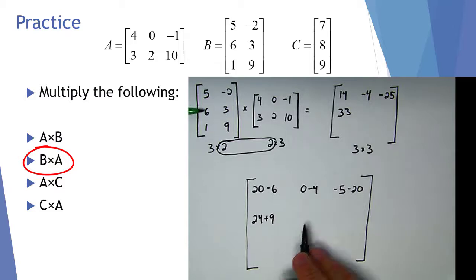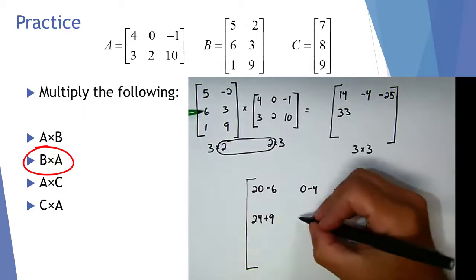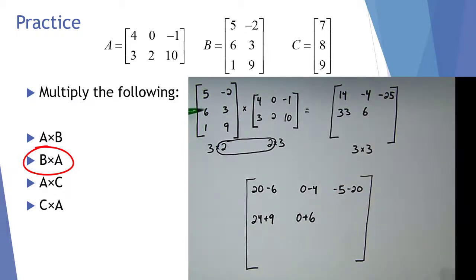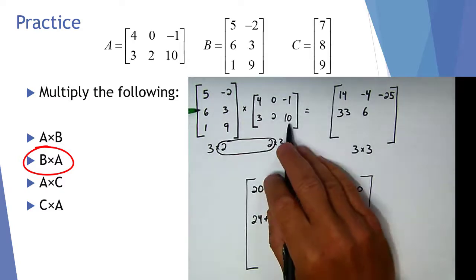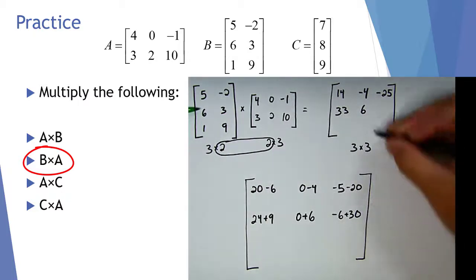Middle entry, middle row, middle column, dot product. 6 times 0 and 3 times 2 is 0 plus 6. That entry is 6. Middle row, right column. Combine the middle row, right column with a dot product. That's negative 6 plus 30, 24.